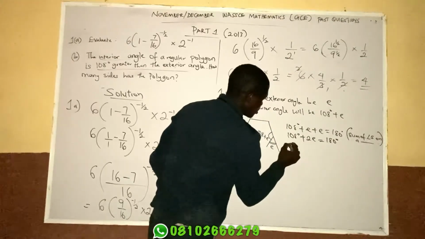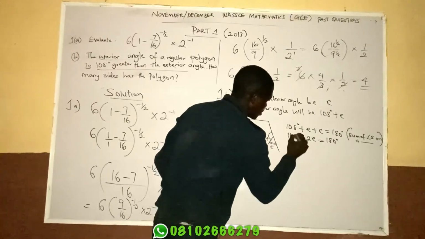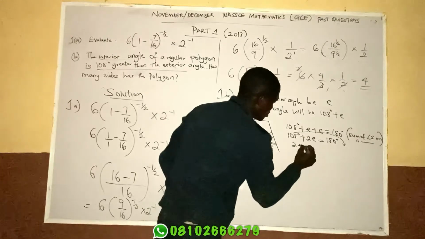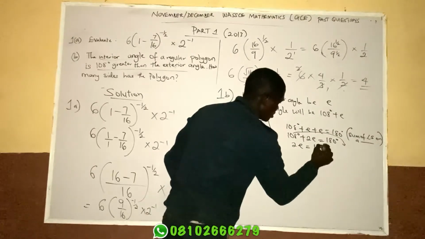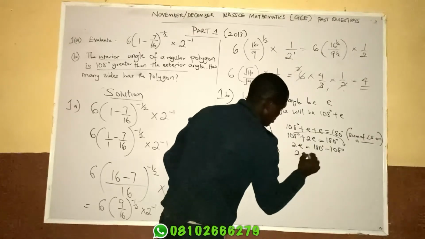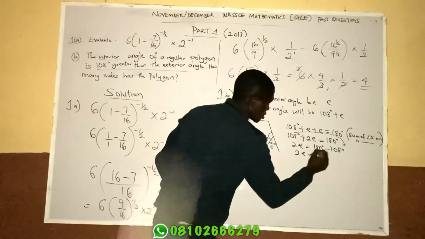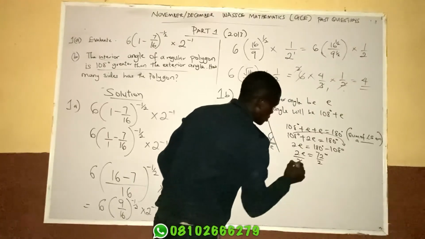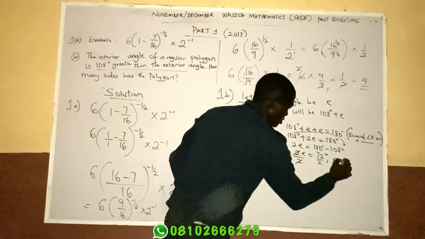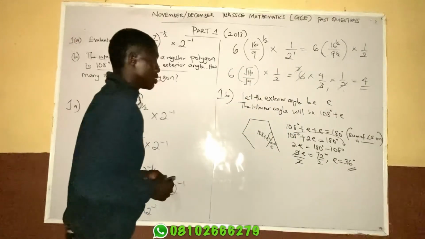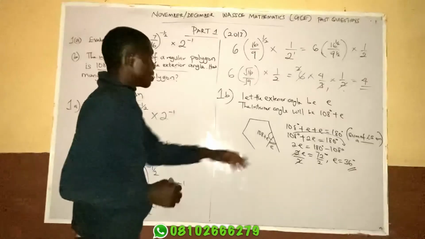We take this 108 to the other side. We have 2E is equal to 180 degrees minus 108 degrees. We have 2E is equal to 72 degrees. Divide both sides by 2. E is equal to 36 degrees. Now that's our exterior angle.